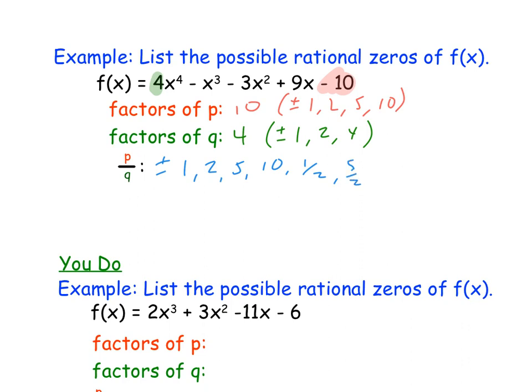And then I've got 10 divided by 2, which is 5, but I've already got 5 on my list, so I'm not going to write that again. And then I need to take 1, 2, 5, and 10 and divide them all by 4. So 1 divided by 4 is 1/4. 2 divided by 4 is 1/2, but I've already got 1/2 on my list. 5 divided by 4 is 5/4.